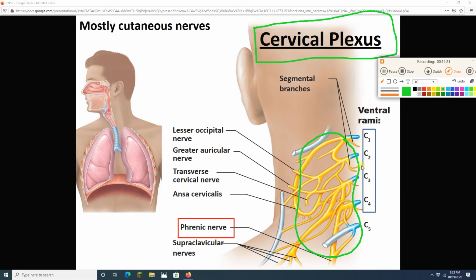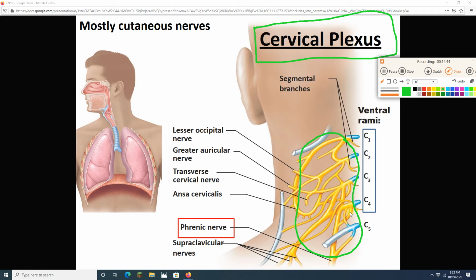Eventually what's going to happen is nerves are going to come out of this net, and these nerves have names. We're not going to learn all these names, guys. You can probably figure out some of them. Lesser occipital nerve, you can probably figure out where that one's going. Greater auricular, let's go into the ear. Auricular means ear. Supraclavicular, right on top of the clavicle. We're not doing any of those.